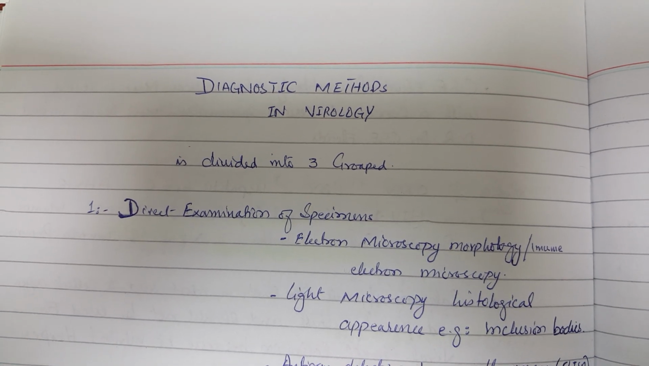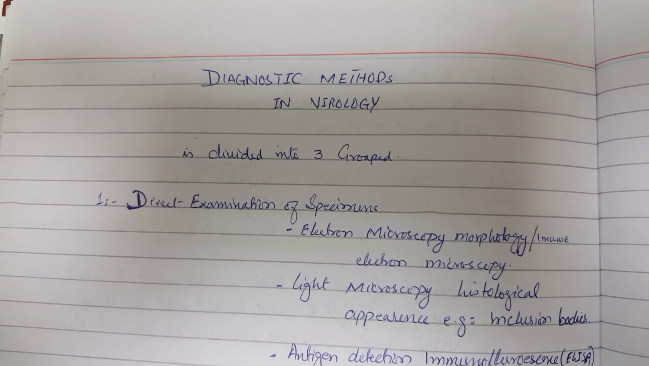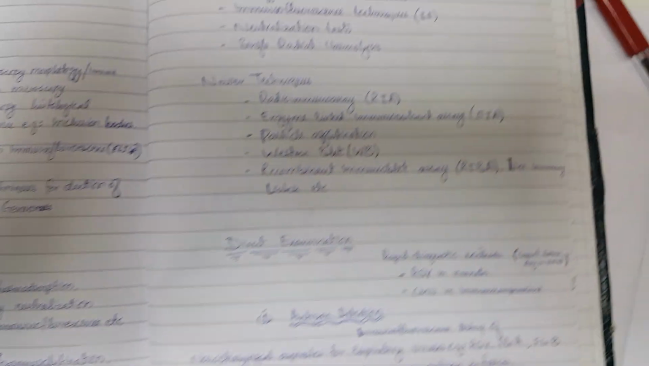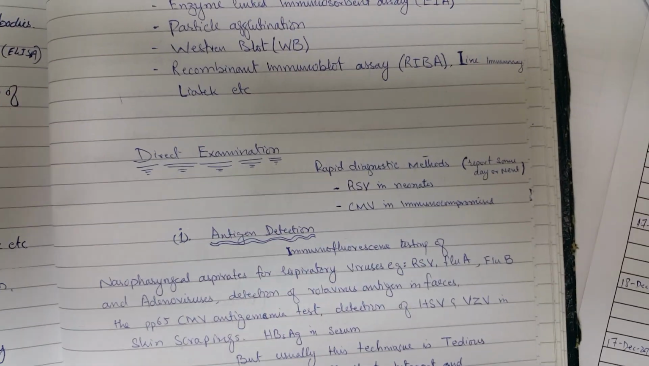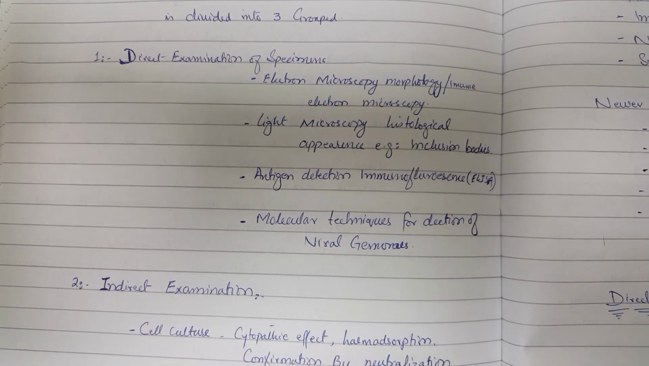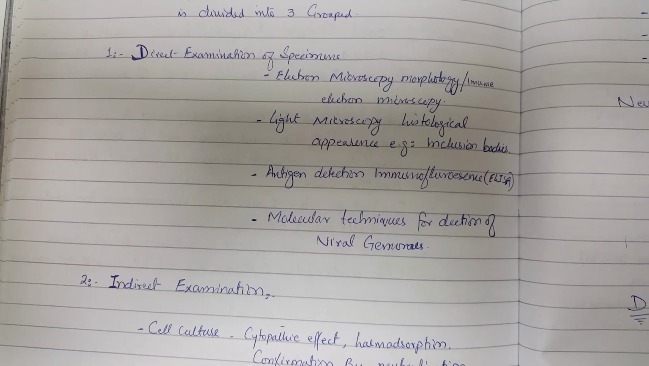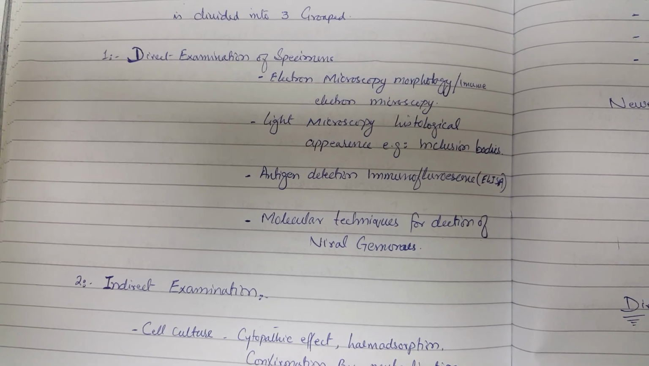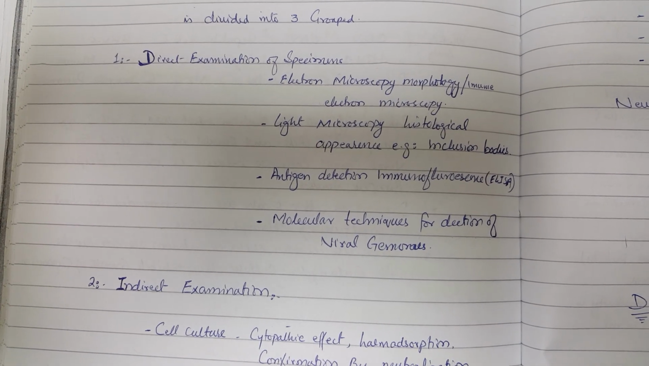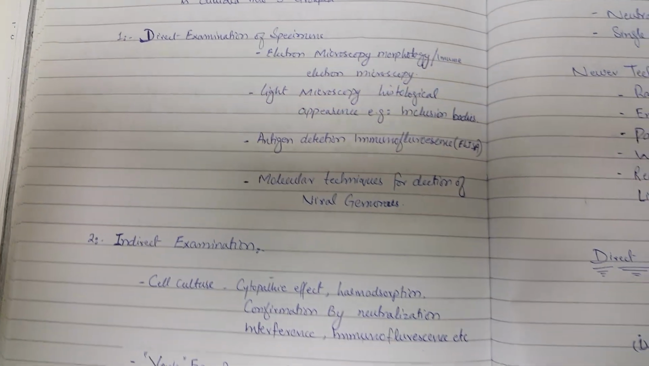Diagnostic methods in virology are divided into three groups. The first is the direct examination of the specimen, and then indirect examination and serological identification, and classical techniques and new techniques. In direct examination: electron microscopy for morphology, light microscopy for histology and appearance of inclusion bodies, antigen detection, immunofluorescence, ELISA, and molecular techniques for detection of the viral genome.